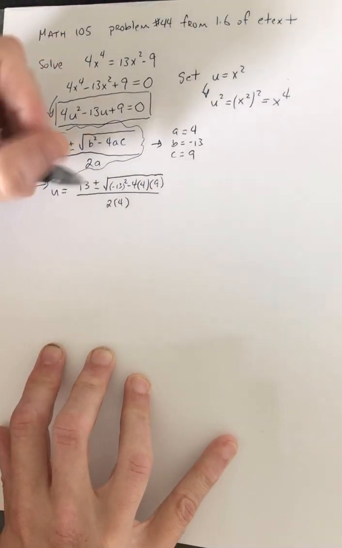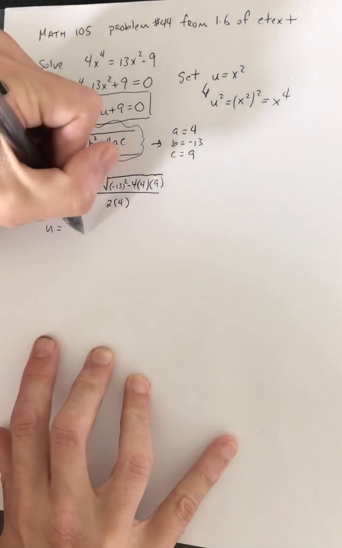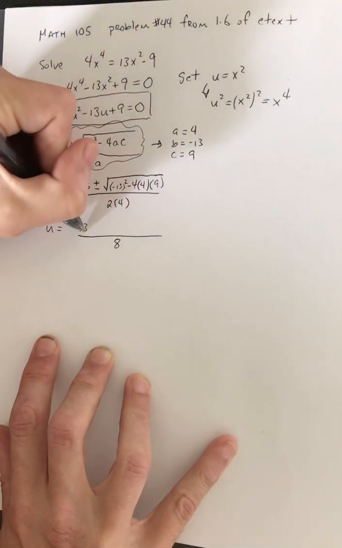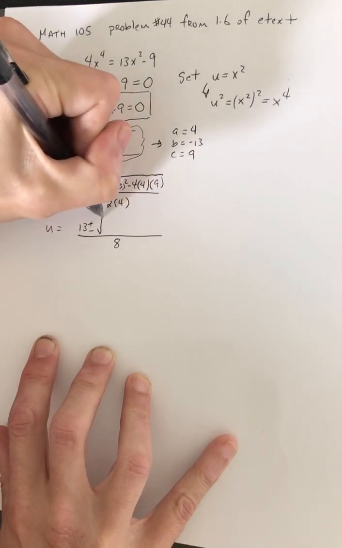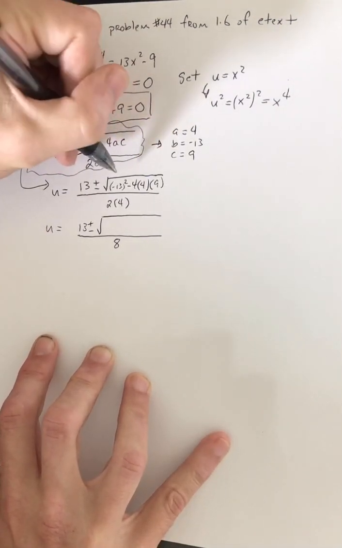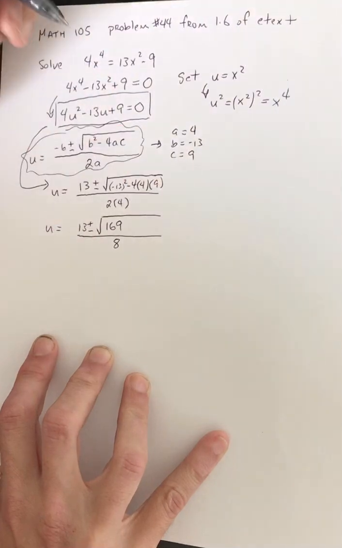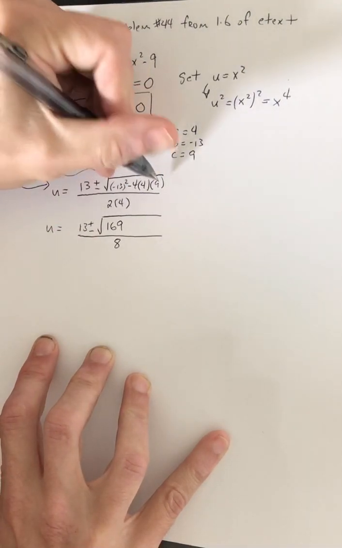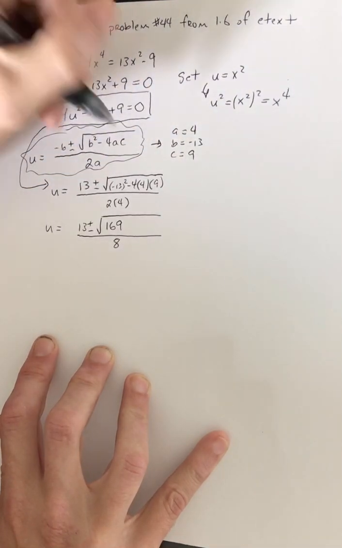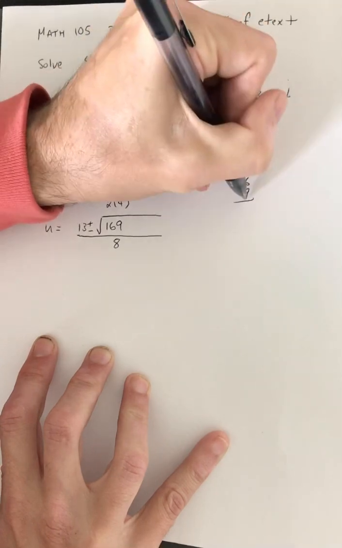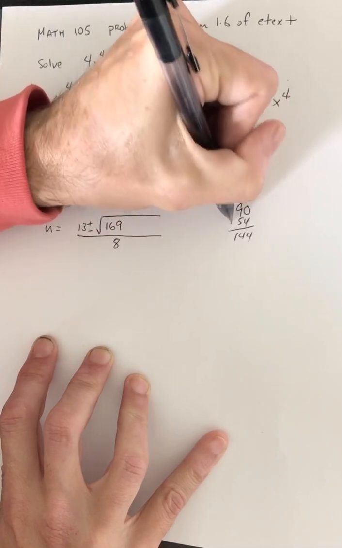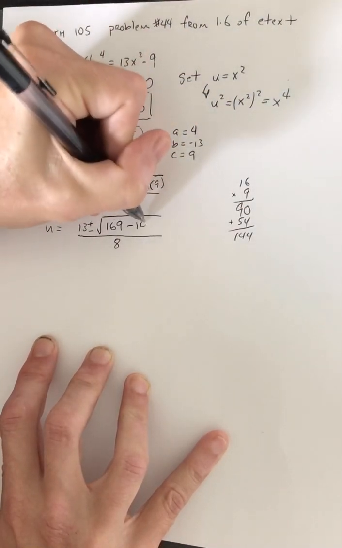Now simplify. I just simplified the denominator: 2 times 4 is 8. 13 plus or minus the square root. So I figure out what's under the square root. Negative 13 squared, well, 13 times 13 is 169. And now I've got minus 4 times 4 times 9. 4 times 4 is 16. 16 times 9: 9 times 10 is 90, 9 times 6 is 54, so it's 144. So this is minus 144.